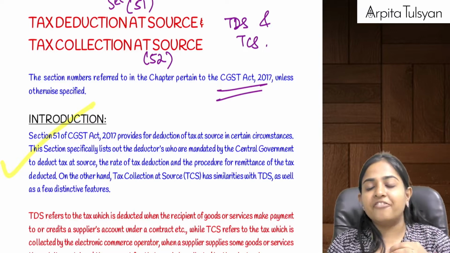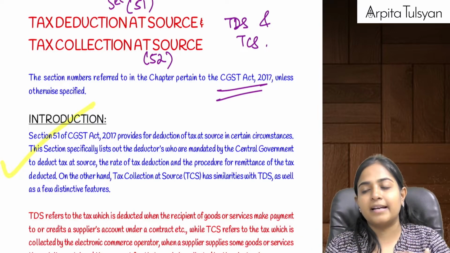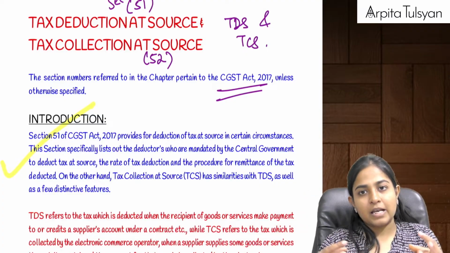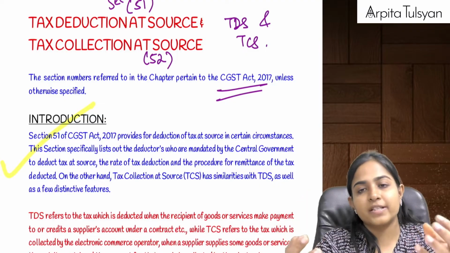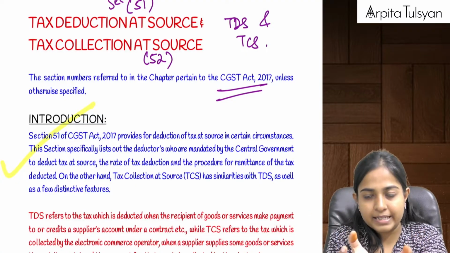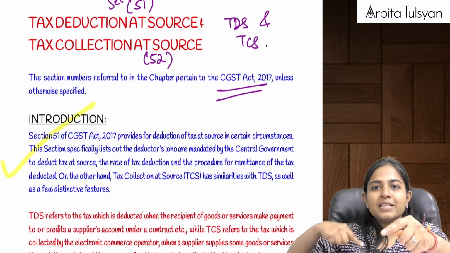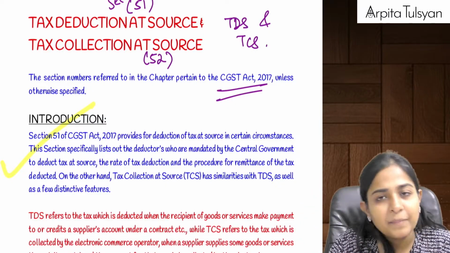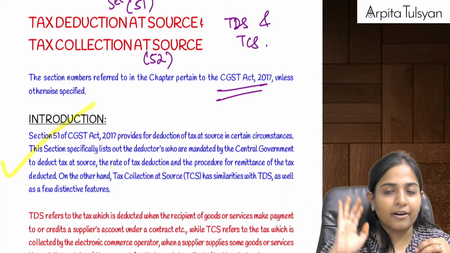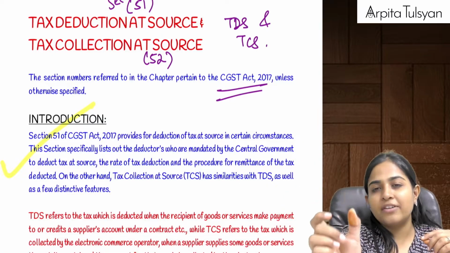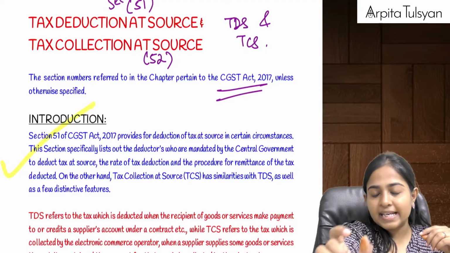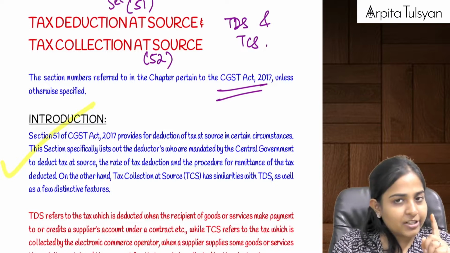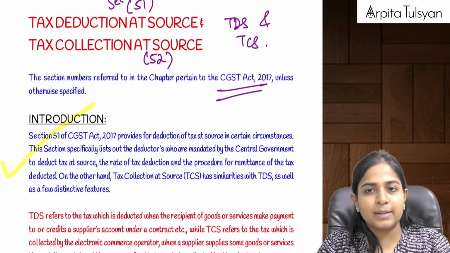TDS says that whenever there is a supplier who is supplying some taxable goods or services to some notified recipients, then when the recipient is making the payment back to the supplier, from that payment it is required to deduct some TDS and deposit it to the government. So whenever some notified recipient is making the payment to the suppliers, at that time they are required to deduct TDS under section number 51. That is the basic concept of this TDS.